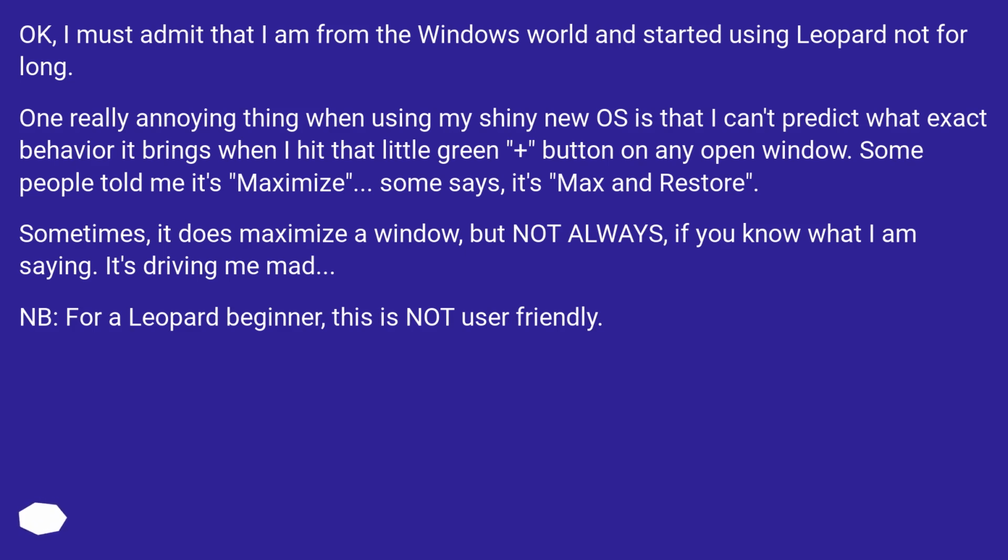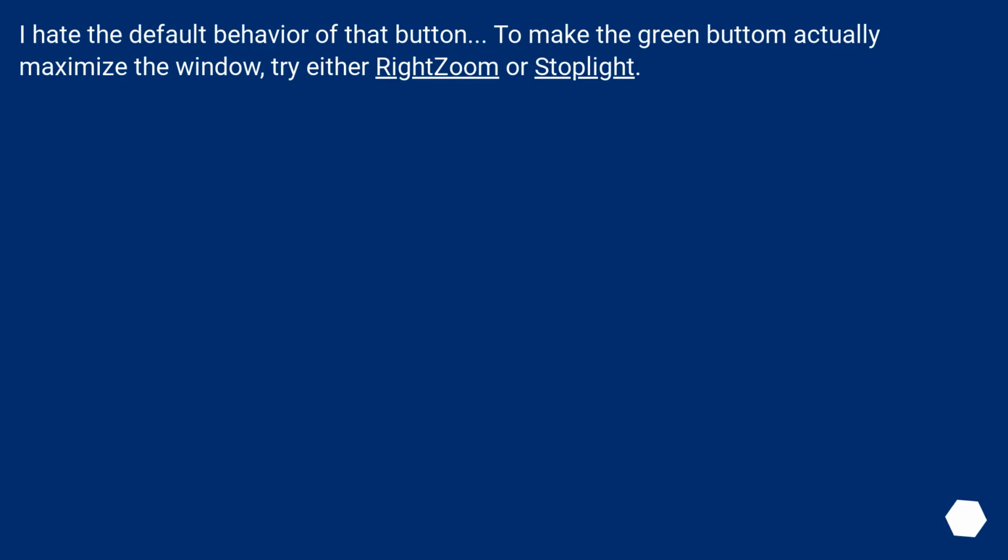Some people told me it's maximize, some say it's max and restore. Sometimes it does maximize a window, but not always, if you know what I am saying. It's driving me mad. NB, for a Leopard beginner, this is not user-friendly. I hate the default behavior of that button. To make the green button actually maximize the window, try either right zoom or stoplight.